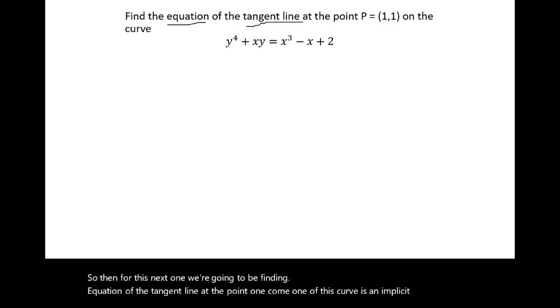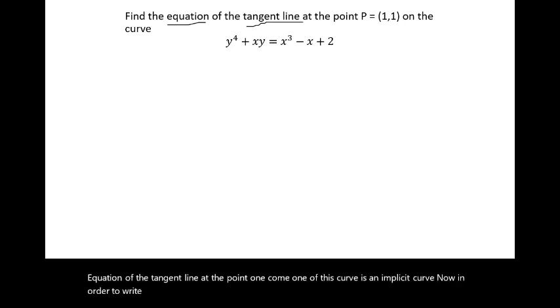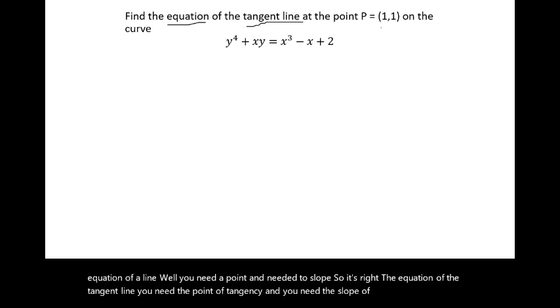Now, in order to write the equation of a tangent line, what are the two things that you need to write the equation of a line? Well, you need a point and you need a slope. So to write the equation of the tangent line, you need the point of tangency and the slope of the tangent line. We have the point of tangency. What we are missing is the slope of the tangent line, so we need to find that first.